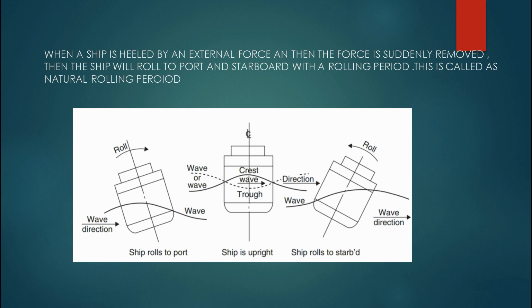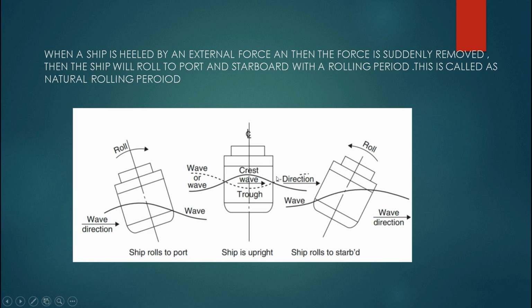So when a ship is held by an external force such as wind or wave, and then this force is suddenly removed, the ship will start to heel port and starboard. This is known as natural rolling period. This rolling will be slowly reduced due to resistance of water and hull. The rolling will get dampened and the ship will reach the upright position when there is no external force acting on it.